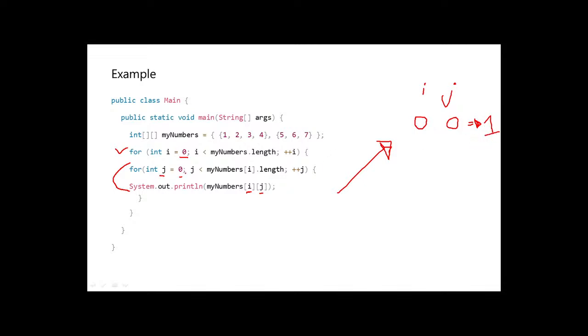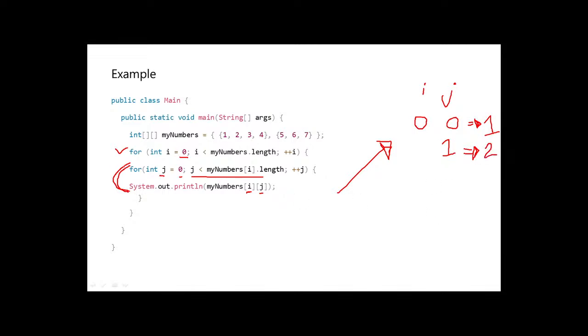And then, next, before it proceeds to the next I, it finishes the inner loop. So it proceeds to J1, but I is still 0. So 0, 1 is, what is 0, 1? 2. That is 2. Okay?